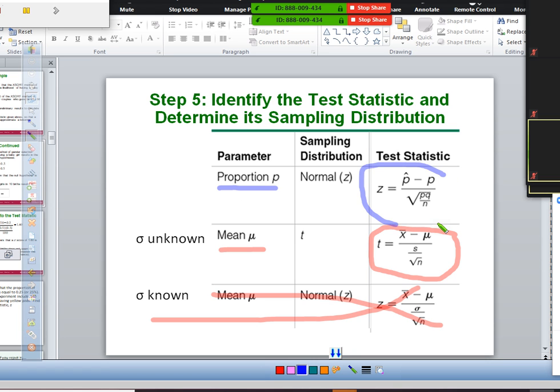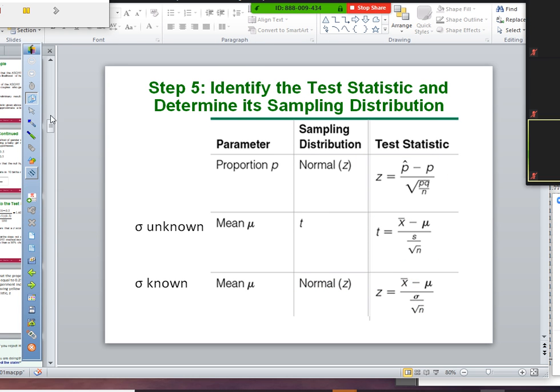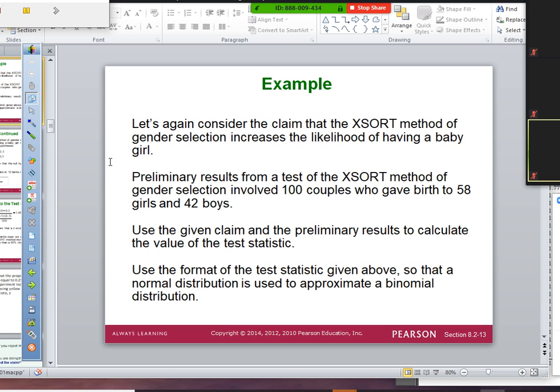Our sample proportion, p hat, what we got from our sample, minus what we expect to get from our claim, divided by square root of pq over n. And that pq is from our claim because that's what we expect it to be. Let's do an example first, sorry, my bad. From last class we did this little XSort sample example, if you remember.